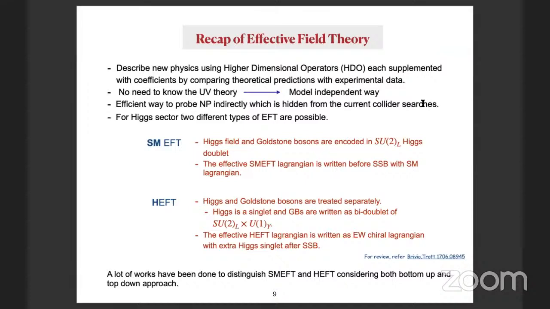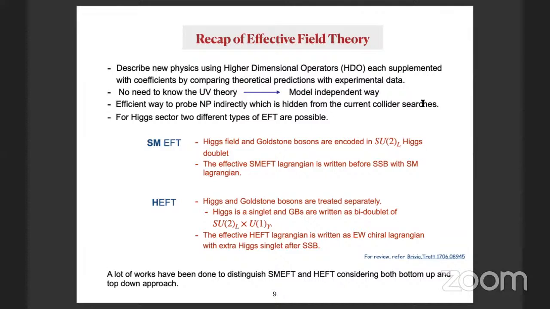effective field theory. Effective field theory is a model-independent way of describing any new physics, which is generally encapsulated in higher dimensional operators. By comparing the experimental data with the theoretical predictions, we can learn about the new physics, and we don't need to know the UV theory. It's just a model-independent way. Now, for the phenomenology related to the Higgs sector, there are two types of EFTs possible. One is SMEFT, the other is HEFT.